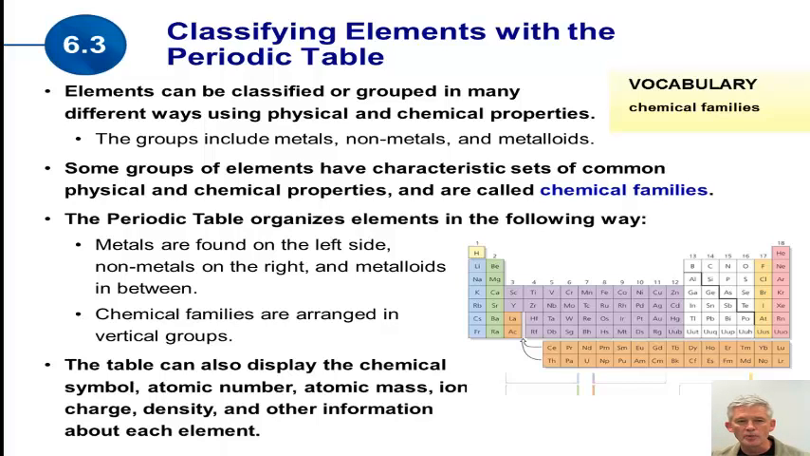Chemical families are arranged in vertical groups. So these are the chemical families, the vertical groups. These horizontal rows are called periods. Period 1, period 2, period 3, you get the idea. So the table can also display the chemical symbol, atomic number, atomic mass, ion charge, density, and other information. Make your periodic table your best friend. For now, make sure you know the names of these families.